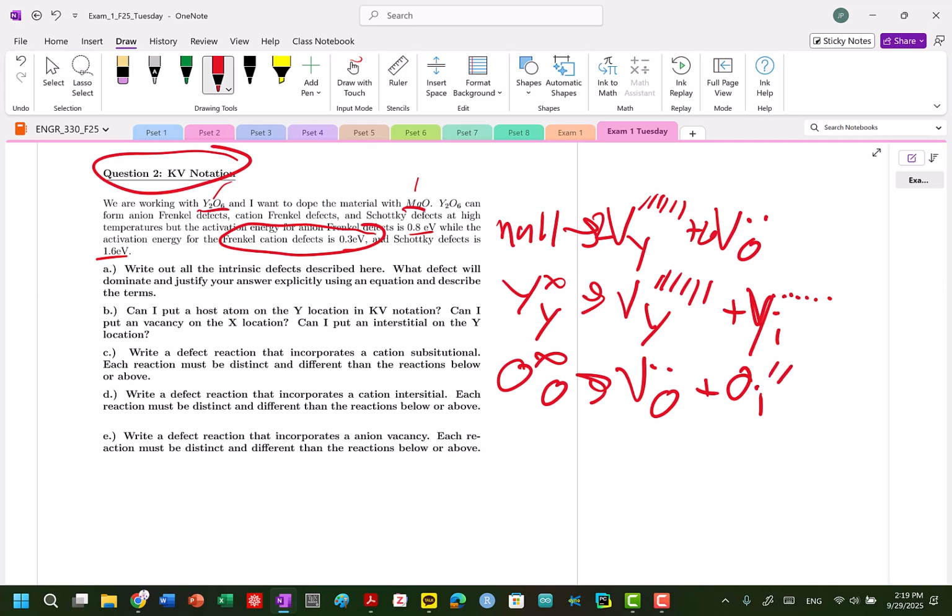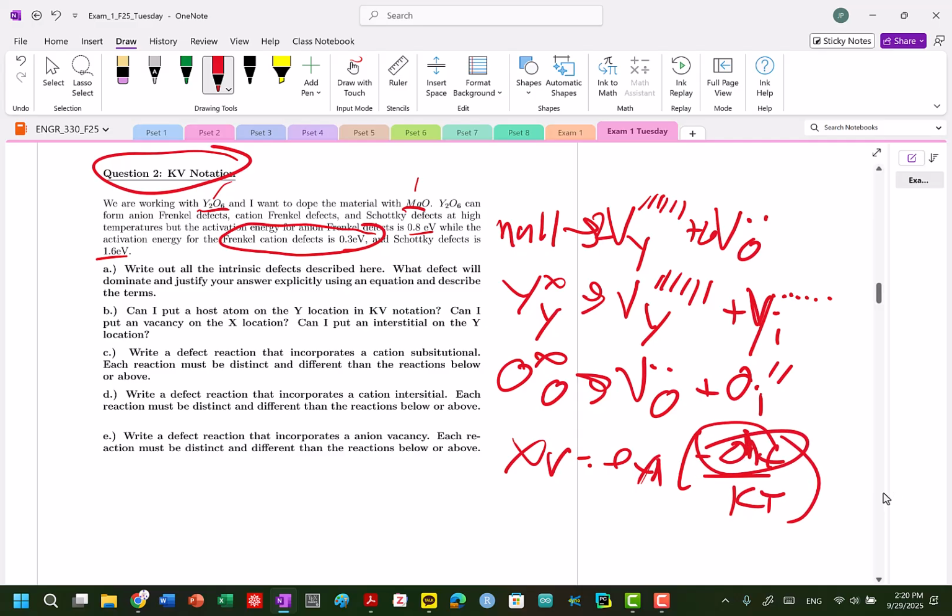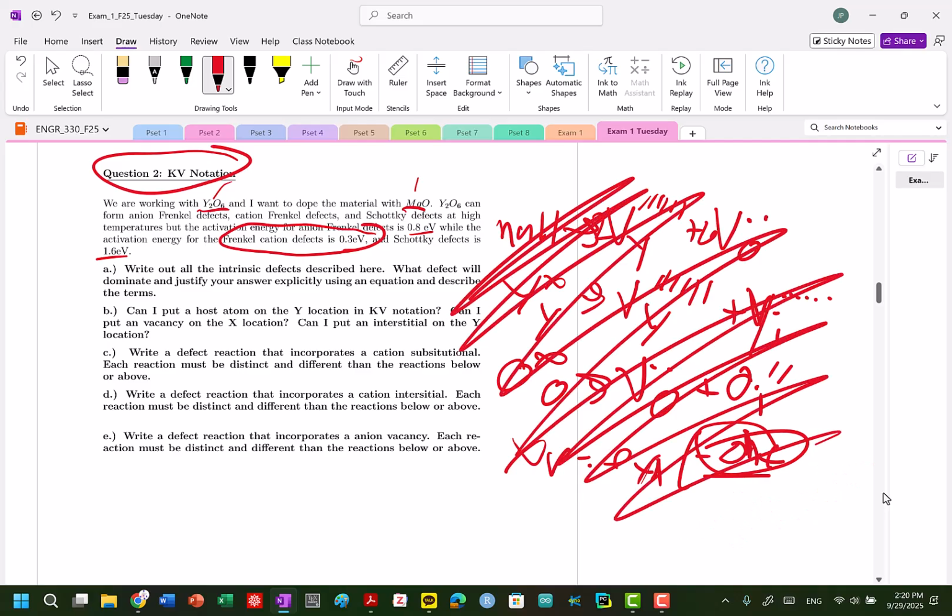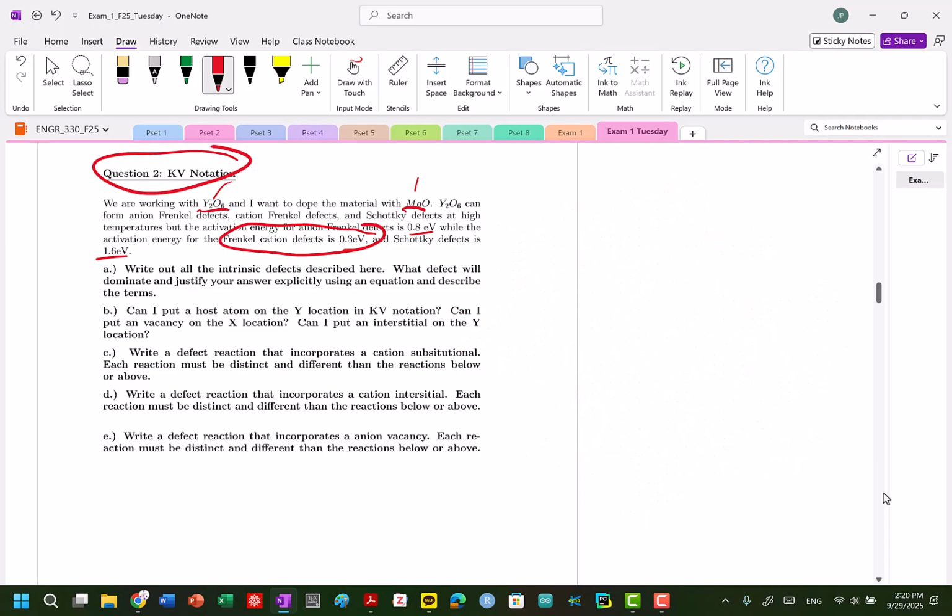There we go. How do we know that this will be essentially the dominant defect? Exponential minus delta H F over kT. So the enthalpy of formation is really the key thing that determines which reaction has the highest concentration of vacancies.